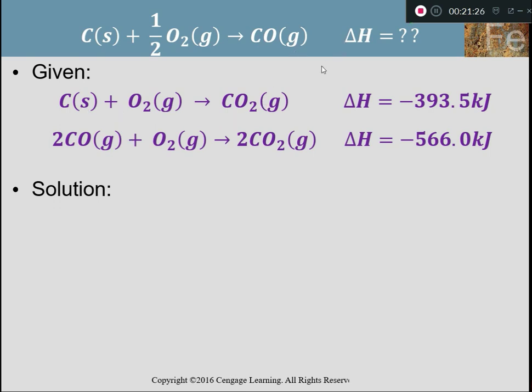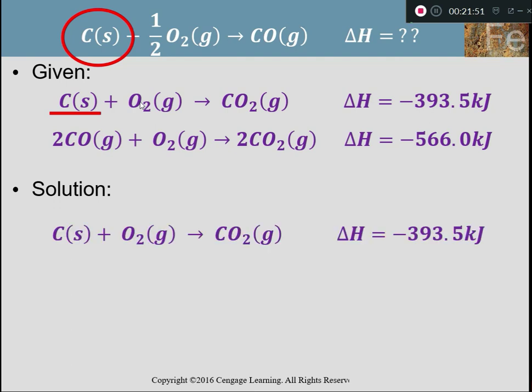So first thing I do is I start looking at the reaction that I'm going with. And I notice a couple things. One, I notice that carbon is on the reactant side. And in only one of my reactions is carbon also on the reactant side. There's no carbon by itself in the second reaction. So if I just take that first reaction and I rewrite it, then I know that my carbon that's in my final reaction is in the correct place and it has the right coefficient. So I don't have to do anything with that first reaction.